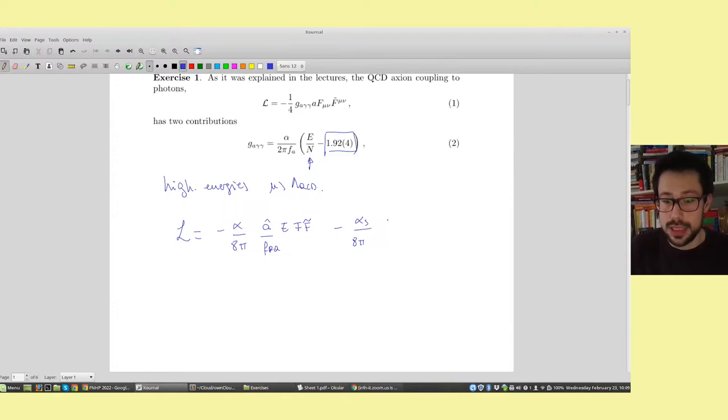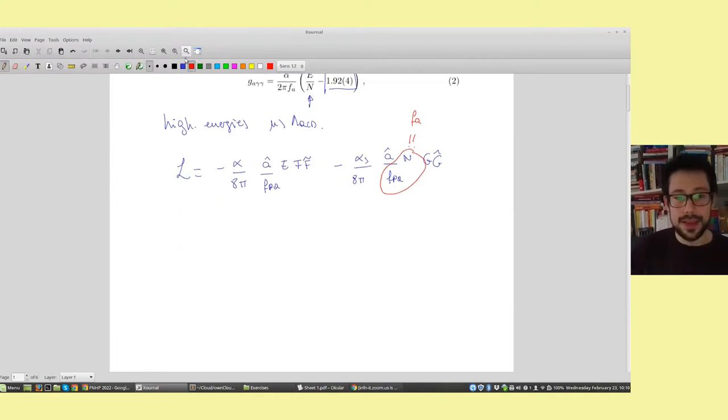Because, as Andreas commented, in order to solve the strong CP problem, we need the axion to couple to gluons. Then it is common to rewrite this kind of Lagrangian and define that whatever we have in here will be what we call f_a.